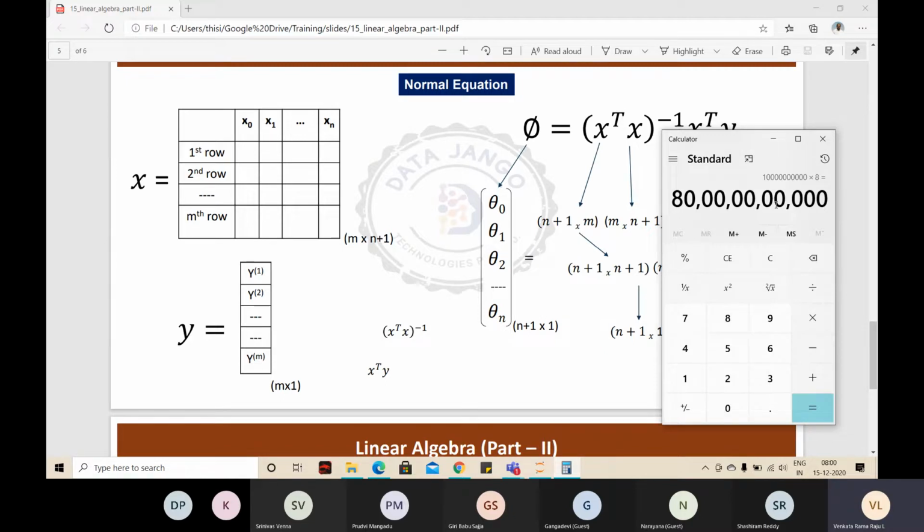If I want to convert it into KB, 1 million times 10,000 times 8, divided by 1024 is the KB. Divided by 1024 is MB. Divided by 1024 is GB. 74 GB it's going to occupy. This matrix itself, if you have 1 million records and 10,000 columns, is going to occupy 74 GB in your RAM.